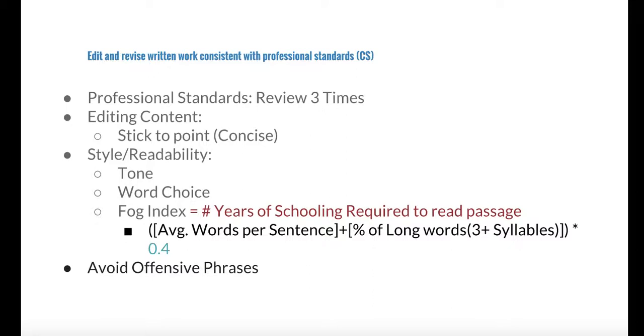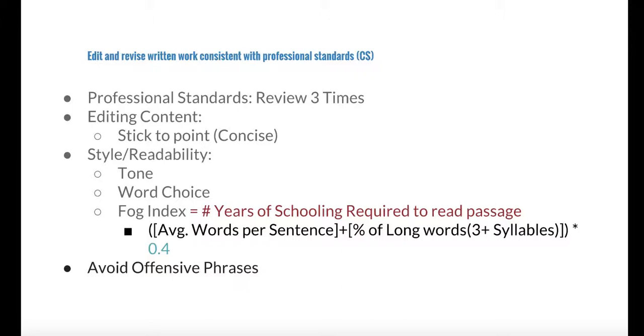And readability can be measured using the FOG index. So the FOG index is basically the number of years of schooling required to read a passage, and it's calculated by adding the average number of words per sentence in a passage with the percentage of long words in the passage. So long words are basically any words with 3 or more syllables, and basically you add those two numbers together and multiply it by 0.4, and that gives you what's called the FOG index. And the FOG index is, again, the number of years schooling required. So if you get a FOG index of 17, you need 17 years of schooling to read the passage, and that's basically a measure of readability.